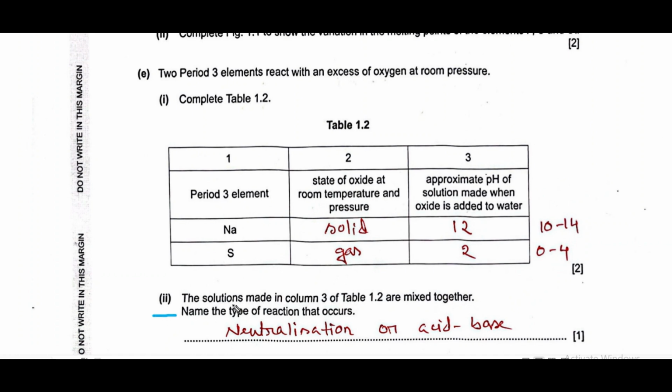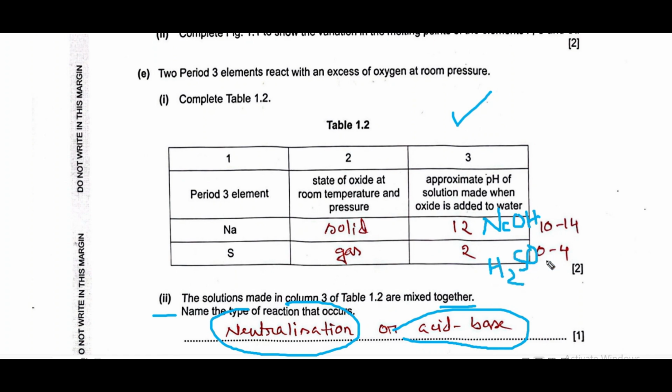Next, the solutions made in column 3 of this table are mixed together. Name the type of reaction that occurs. This is a neutralization reaction, or acid-base reaction, because this is sodium hydroxide and this is sulfuric acid. When sodium hydroxide reacts with sulfuric acid, this is a neutralization reaction or acid-base reaction.